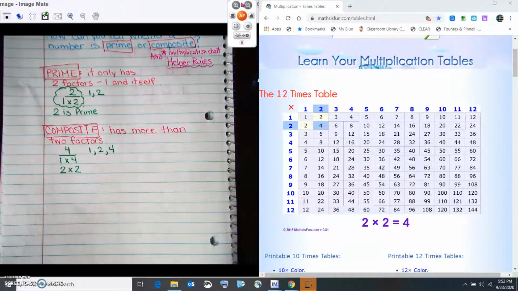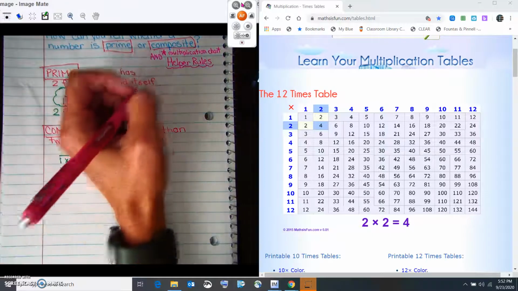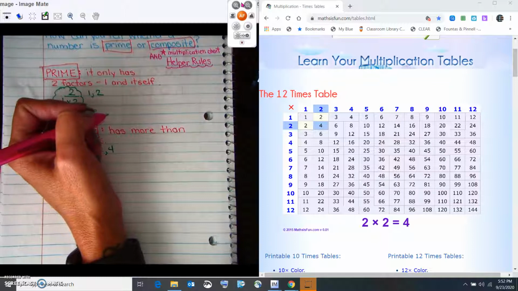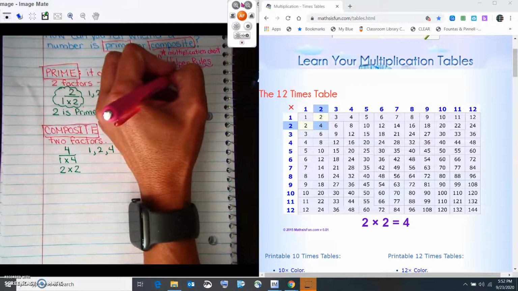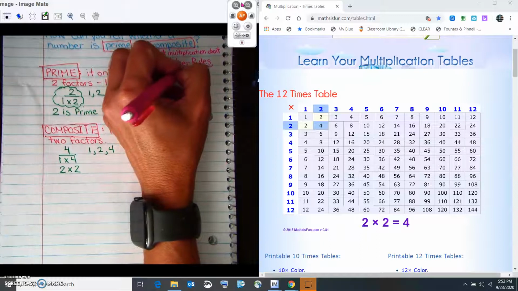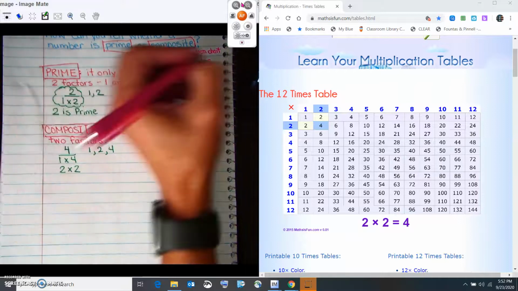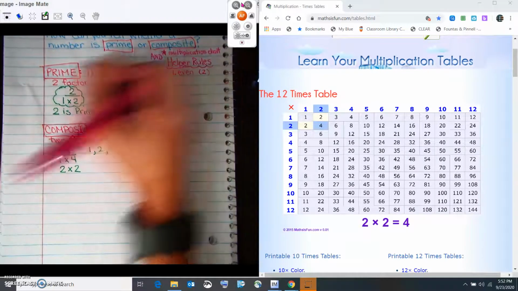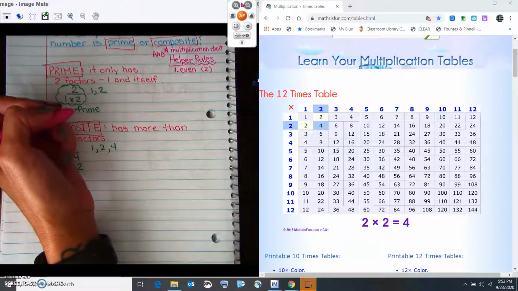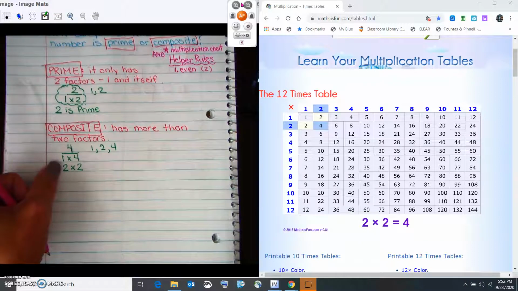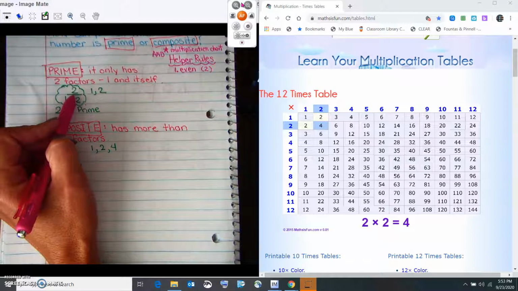So here, I'm going to come back up here for a minute. So as we get to the bigger numbers, there's two rules that are really important to remember. So if the number is even, one of the factors is going to be 2. So if it's even, right away you know that it's going to be a composite number because it's always going to be able to be multiplied by 2. The only exception to that is the actual number 2.